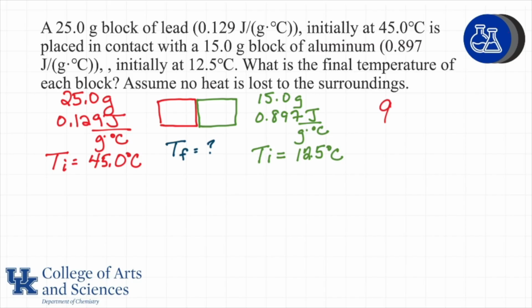We can set up an equation. Q of lead plus Q of aluminum equals 0 because we're making the assumption that all heat is transferred from one object to another in our system.